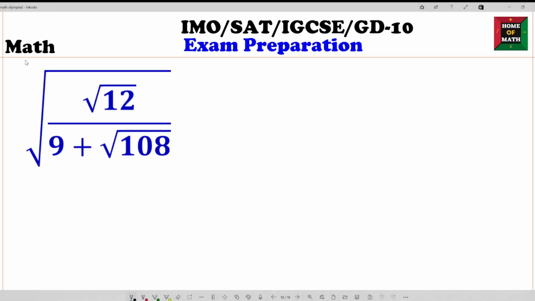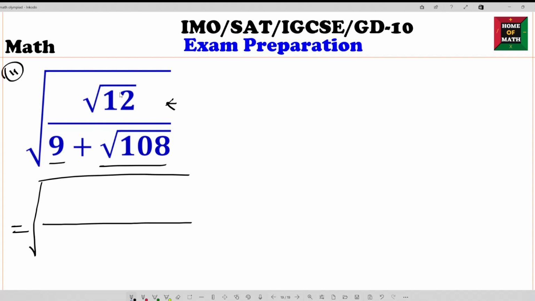Second question, today's second question, which is root over, in numerator root 12 divided by 9 plus root 108. So this one we can solve in lots of ways. I'm trying to solve one of the easiest ways.